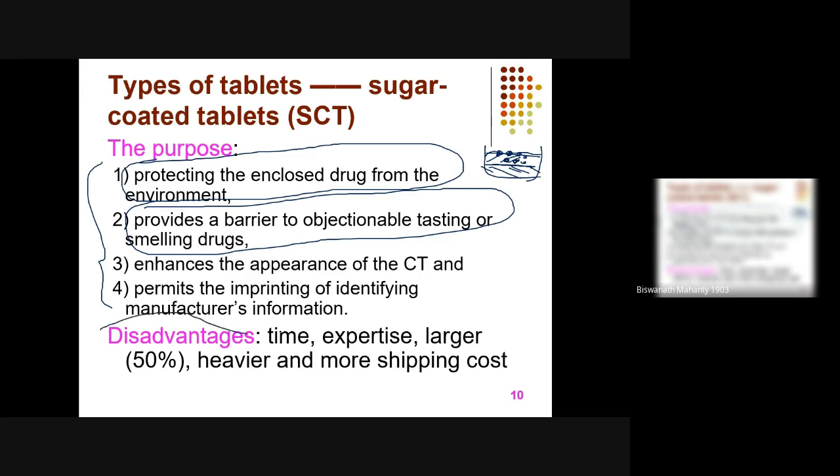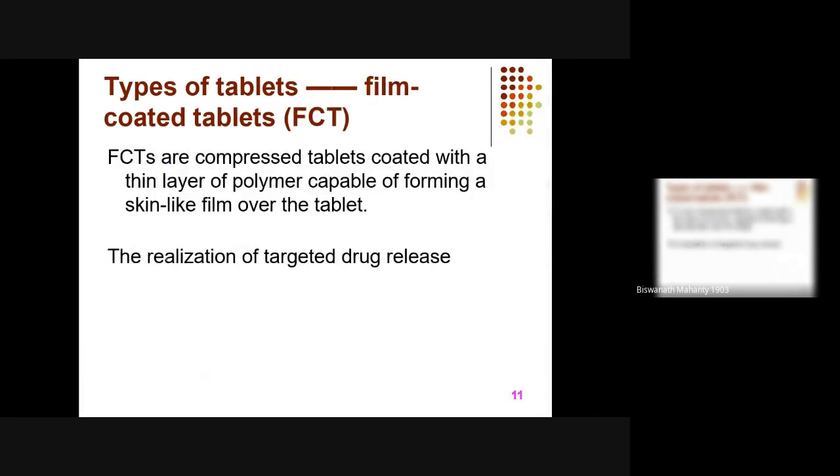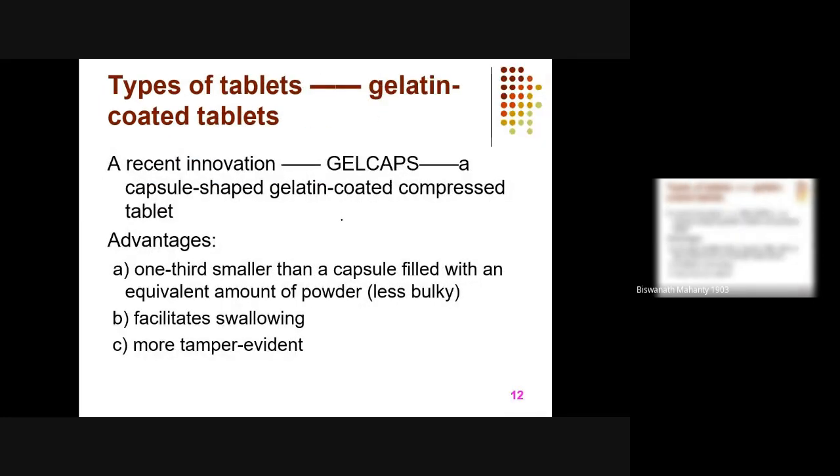What is the disadvantage here? It is a little bit more costly, we need more time, and of course the other additive cost will actually increase when I am going to have an MCT or SCT formulation. Film coated is a compressed tablet coated with a thin layer of polymer, as I was telling, forming a skin-like film over the tablet. That is actually going to protect it if it is going to be degraded or unstable in the natural environment. We can actually have a protection, so we can do that in later phases, right?